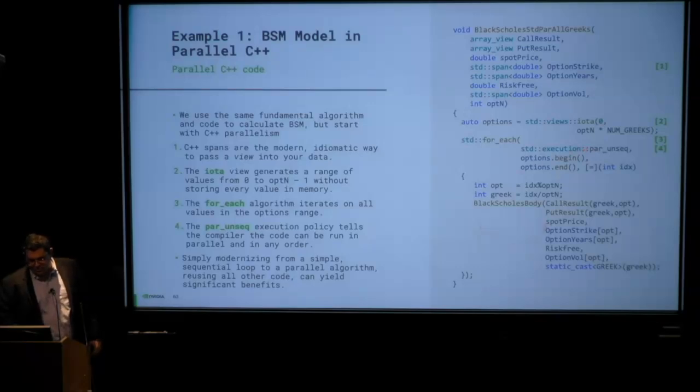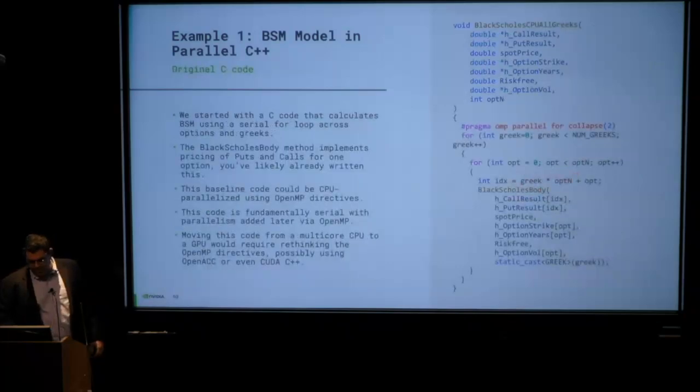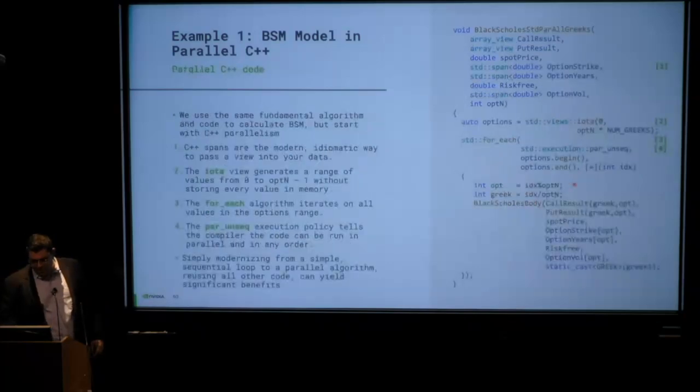And then, as you see, the bulk of the code is still in the Black-Scholes body. We've now had to do some actual indexing here. It's almost like the reverse of what we just showed with regards to indexing, where you have to calculate it yourself manually using this particular thing. So the indexing is slightly different here. But simply modernizing this sequential double for loop into this parallel algorithm can get you some performance benefits.